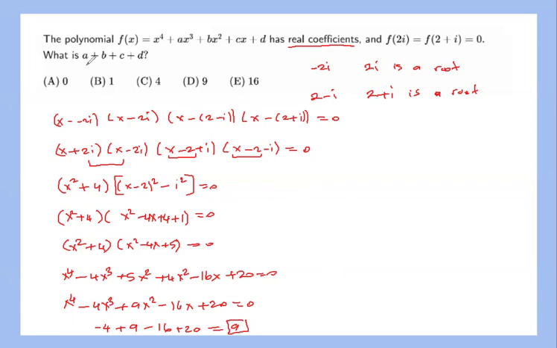The second approach we can try: since we want to find the sum of these A, B, C, Ds, if you look at the polynomial that we have, if I plug in x equals 1, you will get 1 plus A plus B plus C plus D. And that means 1 plus A, B, C, D is f of 1.